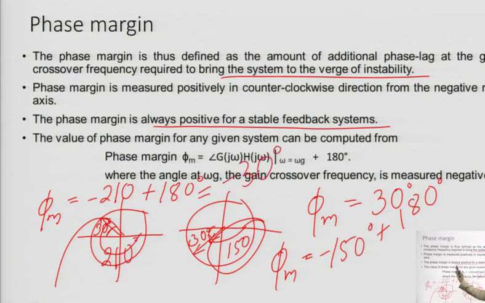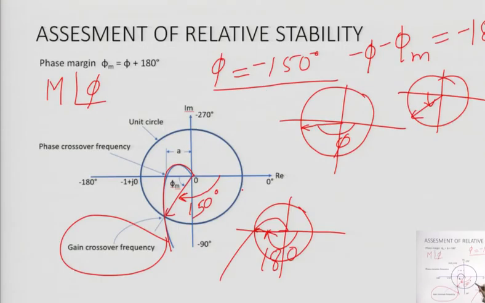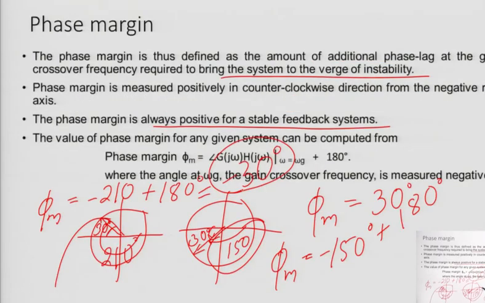That means, if the plot is now crossing that minus 180 degree axis, the phase margin becomes negative. So, for a stable system, the phase margin is always positive, measured from the negative real axis in the counterclockwise direction, in this direction, as I have shown with the arrow here. If the phase margin is negative, it means the system is unstable.